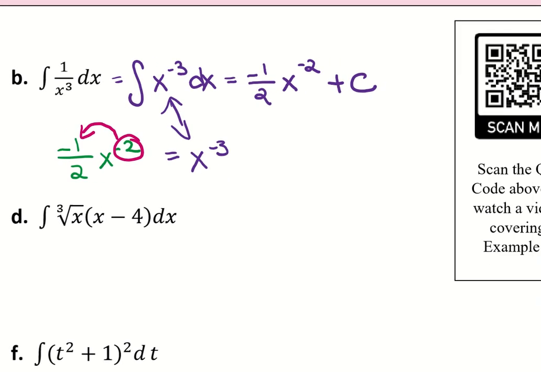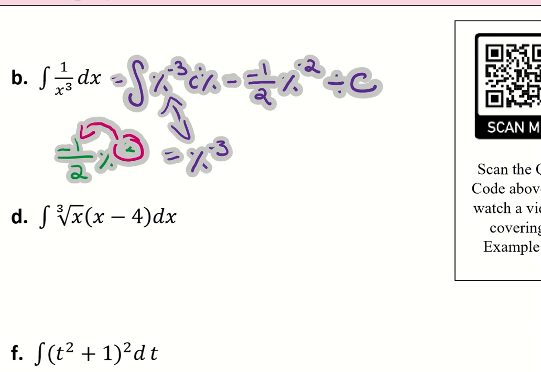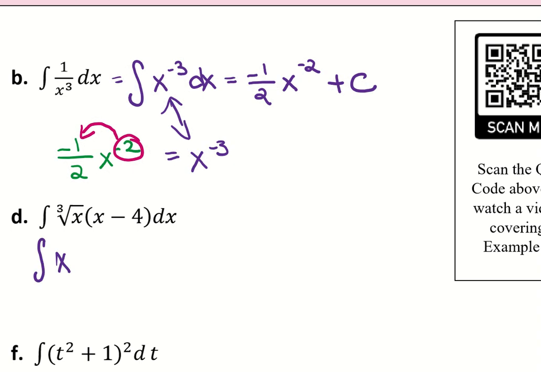It's difficult to find the integral of things that are being multiplied. So what's always easiest in this case is to clean it up a little bit. Let's start by rewriting this as x to the 1/3 power times x minus 4. And that makes it easier to distribute that x to the 1/3 to each of these terms. So we're going to give it to this guy, give it to this guy.